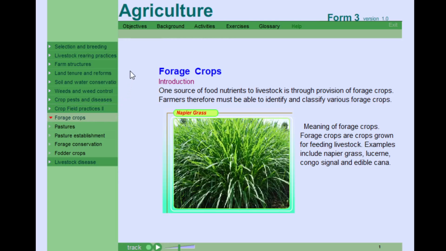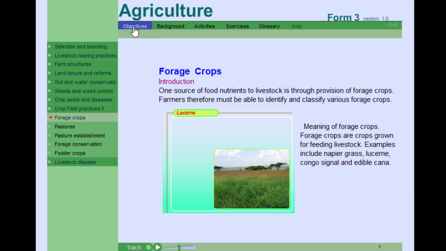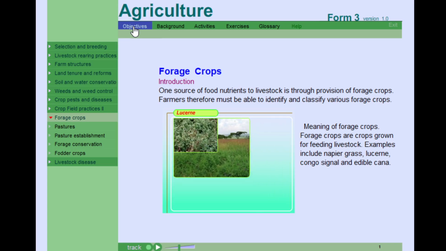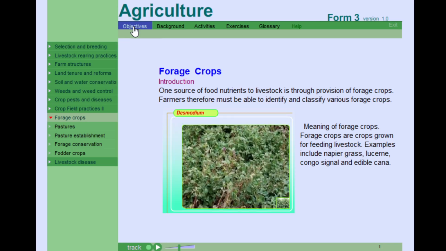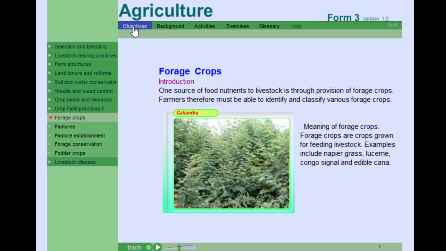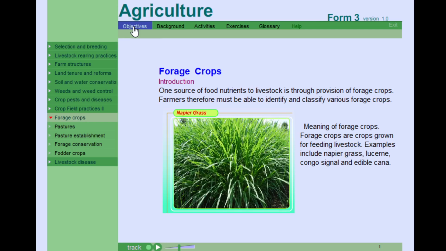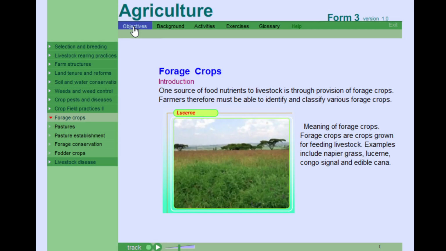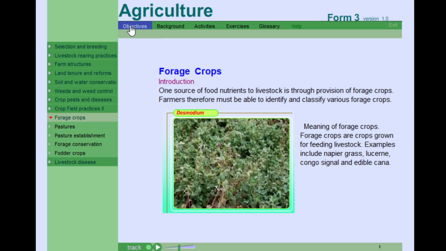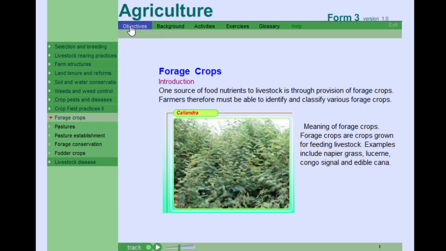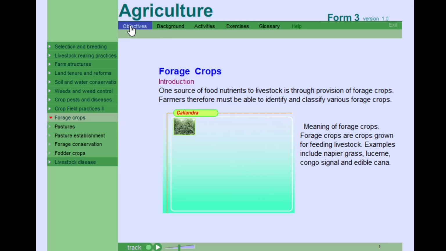Forage crops. Introduction. One source of food nutrients to livestock is through provision of forage crops. Farmers therefore must be able to identify and classify various forage crops. Meaning of forage crops. Forage crops are crops grown for feeding livestock. Examples include Napier grass, lucerne, Congo signal, and edible canna.